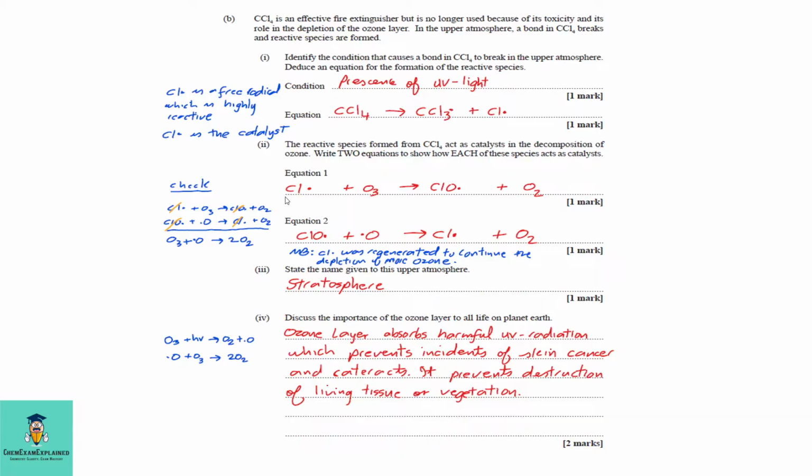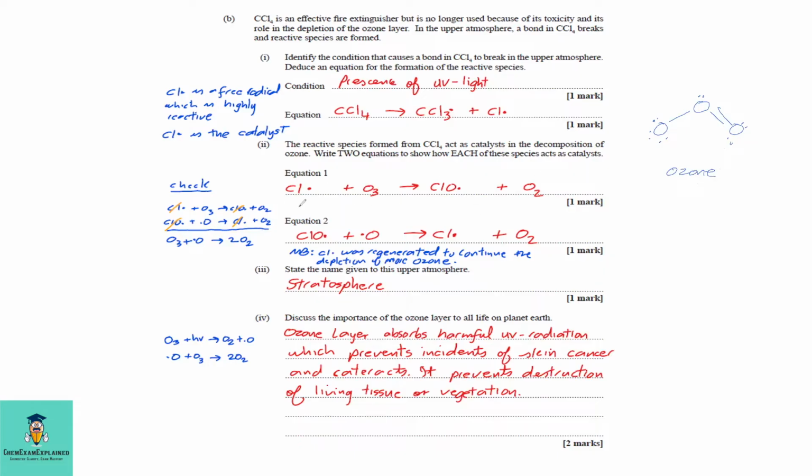Equation 1. Chlorine radical will react with ozone to form chlorine monoxide radical plus oxygen. Now, the structure of ozone is O, single bond, O, double bond, O. And if we put on the lone pairs, it will be 2, 4, 6. This would be 2, 4, 6, 8, 2, 4, 6, 8. So this is the structure of ozone.